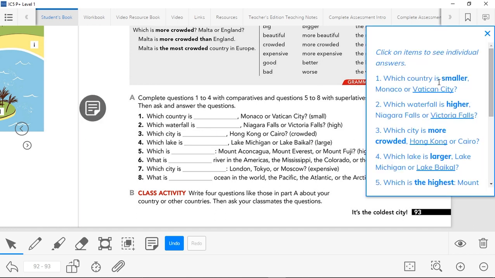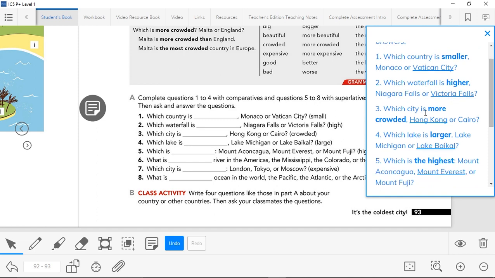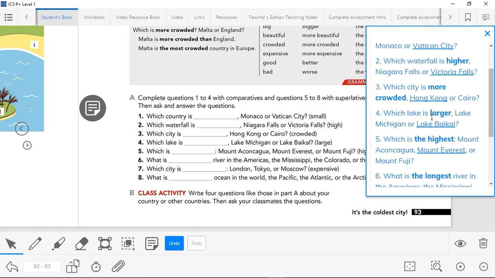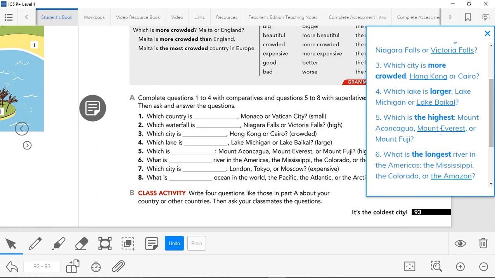Okay, which country is smaller, Monaco or Vatican City? Which waterfall is higher, Niagara Falls or Victoria Falls? Which city is more crowded, Hong Kong or Cairo? Which lake is larger, Lake Michigan or Lake Baikal?